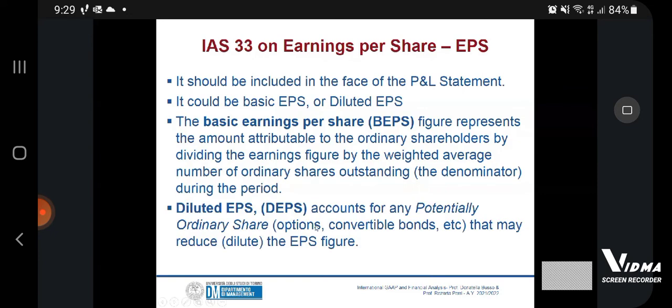Diluted earnings per share accounts for any dilutive security. Usually they are called POS, potentially ordinary shares. They are not ordinary shares now that we are talking, but they can be in the future. When we prepare the statement of financial position as of 31st of December 2021, we may have options or convertible bonds. And who knows, maybe during 2022, they can be converted into ordinary shares.